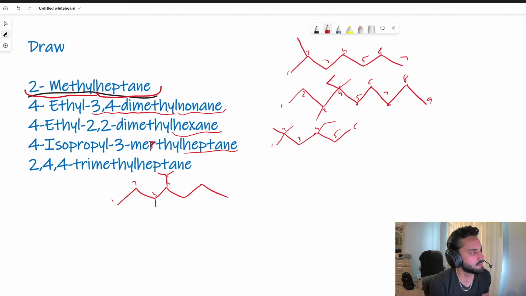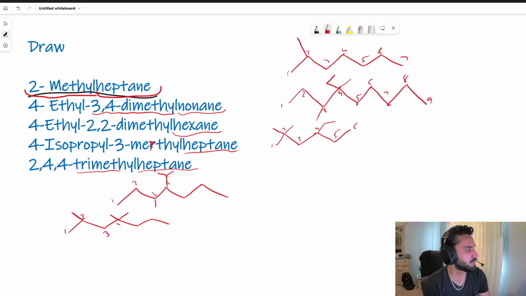And that's 4-isopropyl 3-methyl heptane. And our last one looks like we have a trimethyl with the heptane parent chain. So again, 1, 2, 3, 4, 5, 6, 7. On carbon 2, we have a methyl group. On carbon 4, we have 2 methyls, and that's 2,4,4-trimethyl heptane.